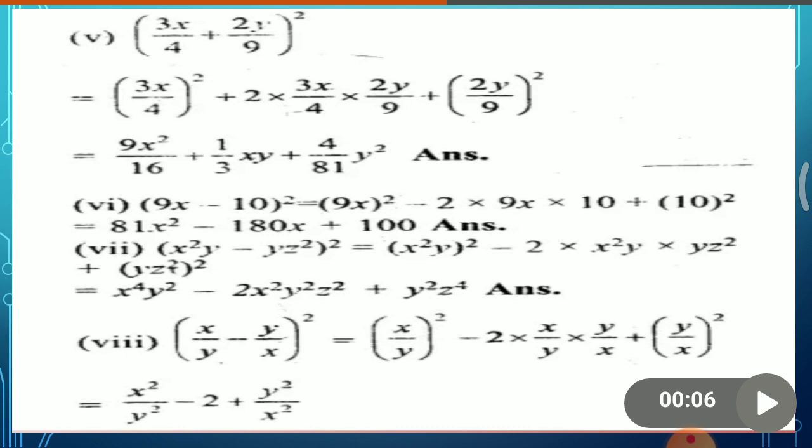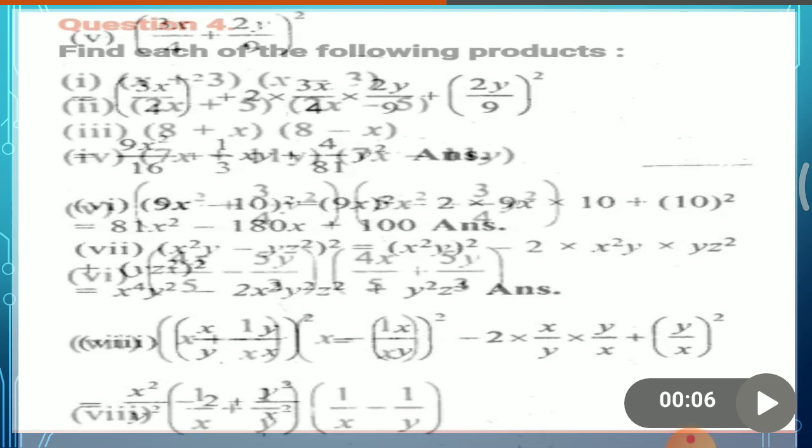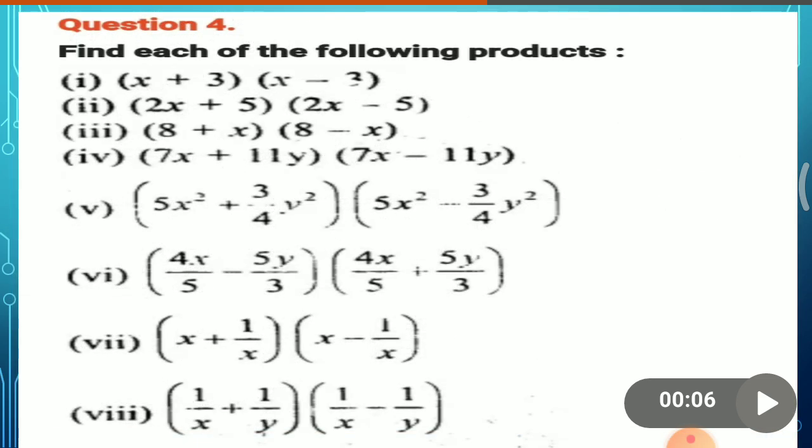Next question, you understand by yourself and solve it. Now question number 4 is: find each of the following products, x plus 3 and x minus 3. This is the question, and in the next slide I will show you the answer.